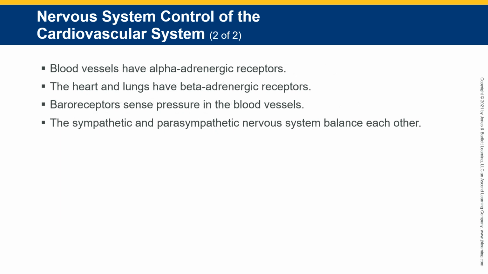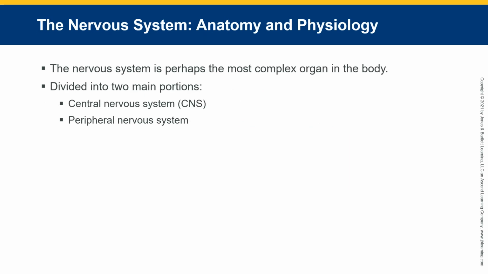Blood vessels have alpha adrenergic receptors, and the heart and lungs have beta adrenergic receptors. The baroreceptors sense pressure in the blood vessels. The sympathetic and the parasympathetic nervous systems balance each other. Okay, we'll take a break. The nervous system.